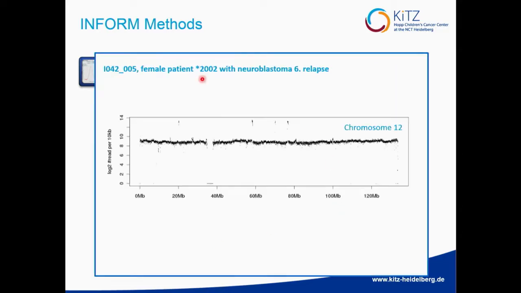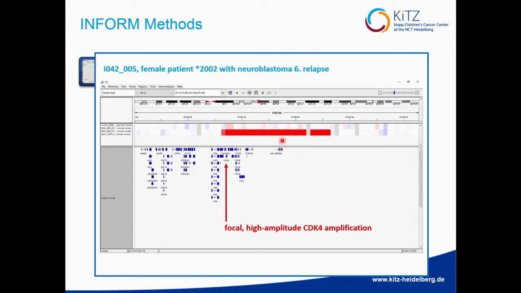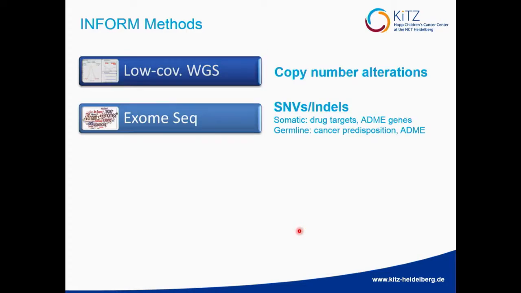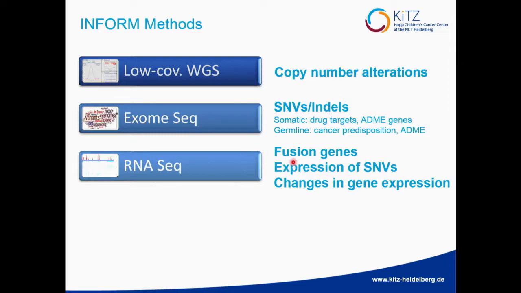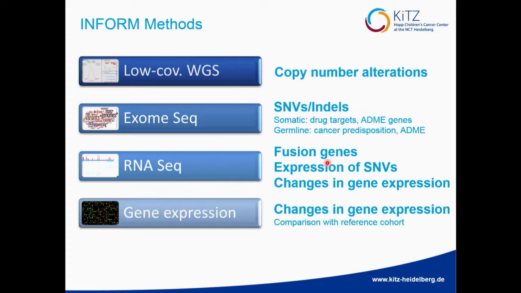So with low-coverage whole genome sequencing, we get very good copy number resolution, which in our hands is as good as SNP arrays, but cheaper. So we can use the same library that we use for the whole exome later on. We can find these kinds of focal high-level amplifications. In this case, it's a neuroblastoma with a CDK4 amplification. We do exome sequencing for obvious reasons, RNA sequencing for fusion detection, also to see whether the mutations that we detect are actually expressed in the tumor.